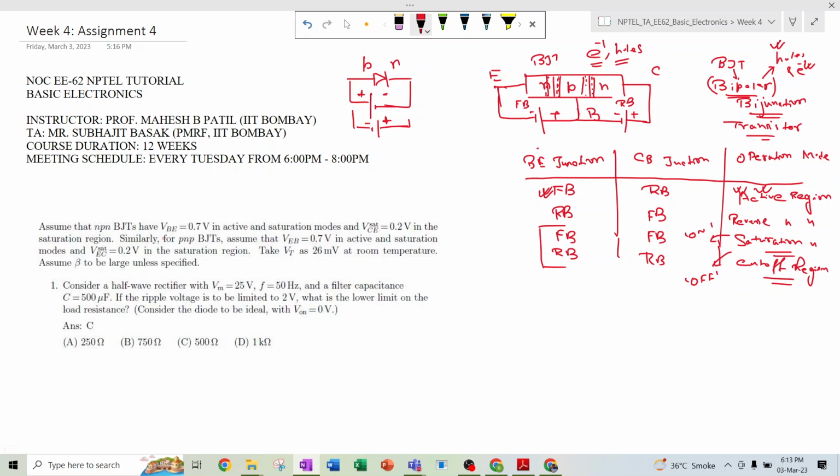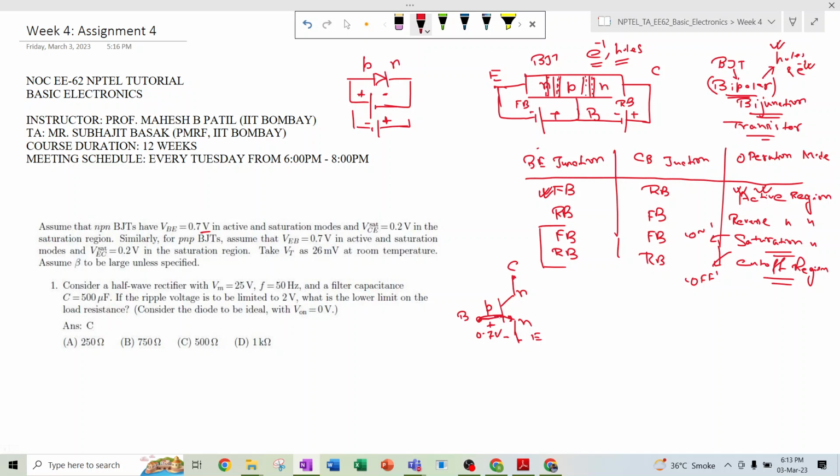So basically this VBE is 0.7 volt. So if we draw this NPN transistor, this is the emitter, this is the base, and this is the collector. So here is a PN junction and there is a drop of 0.7 volt. Okay, so this VBE refers to the voltage drop across this PN junction.